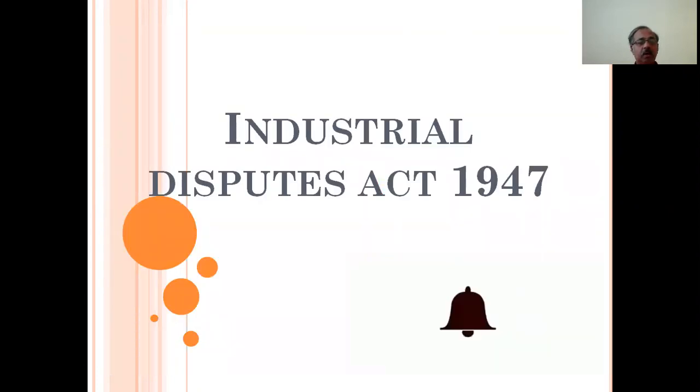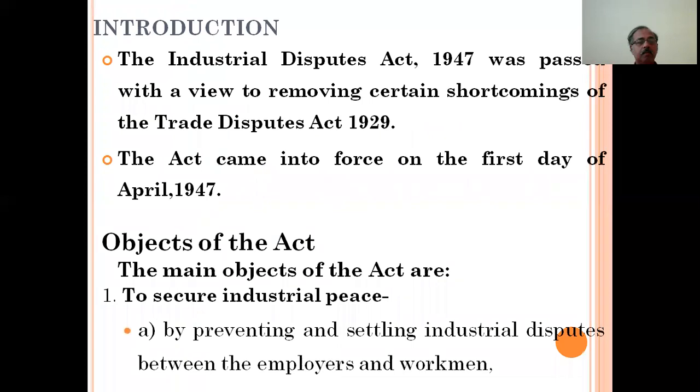In this video, we are going to discuss the Industrial Disputes Act 1947. The Industrial Disputes Act 1947 was passed with a view to removing certain shortcomings of the Trade Dispute Act 1929. The act came into force on the first day of April 1947.